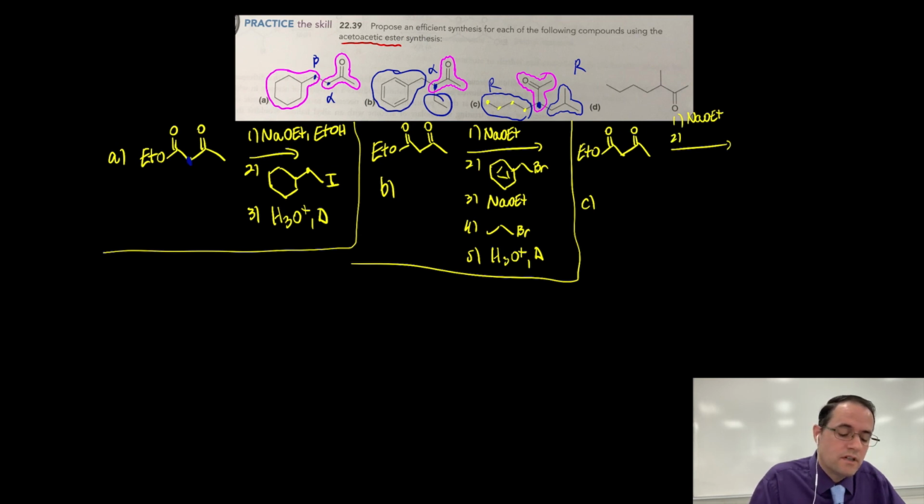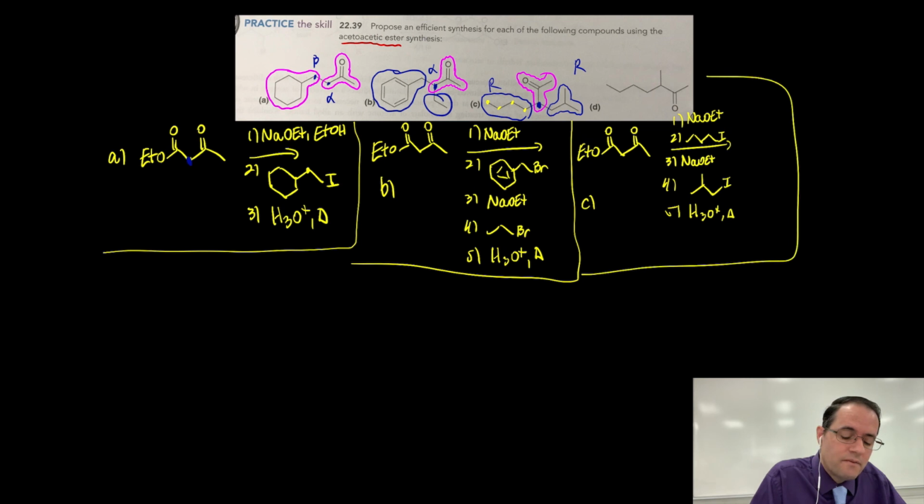One of those R groups is 1, 2, 3, 4 carbons. So 1, 2, 3, that's 4 carbons. And then add a good leaving group like iodide. Sodium ethoxide. And we'll get the second R group on there. That second R group is going to be with the leaving group attached here, okay, to get the isobutyl group. H3O plus and heat, don't forget that at the very end. Okay, that'll give me molecule C.